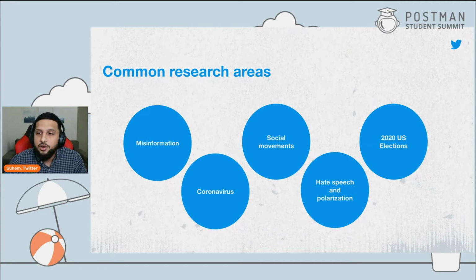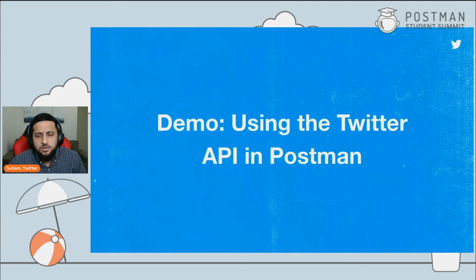Similarly, the coronavirus pandemic, a lot of researchers in the past year and a half have actually studied various things around the coronavirus pandemic on Twitter. Similarly, people study hate speech and polarization and how to reduce toxic conversations on Twitter and things like that. And then obviously another example is the 2020 US elections. That was also studied by researchers.